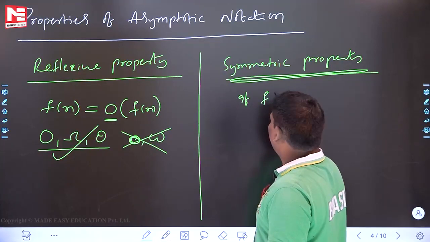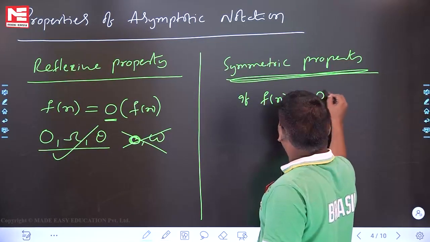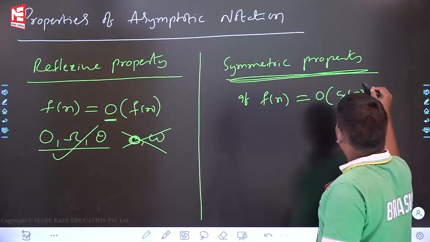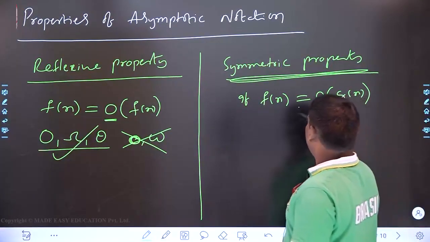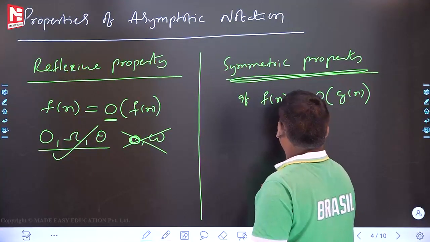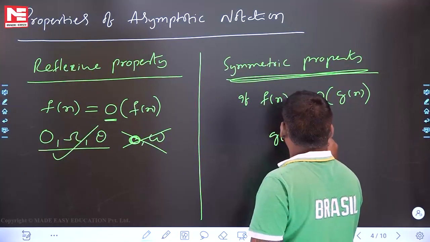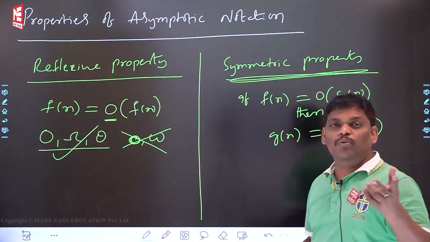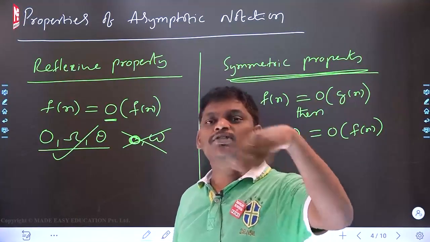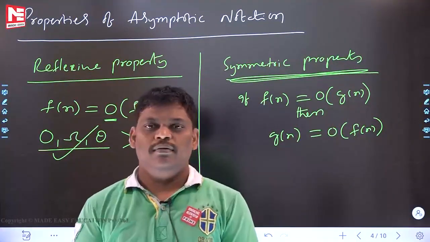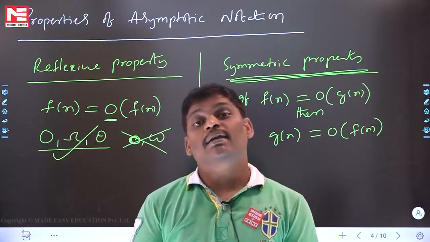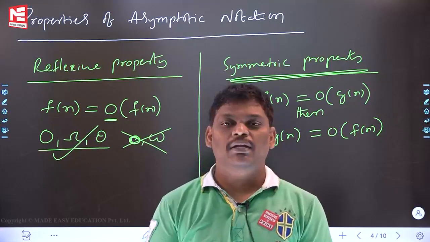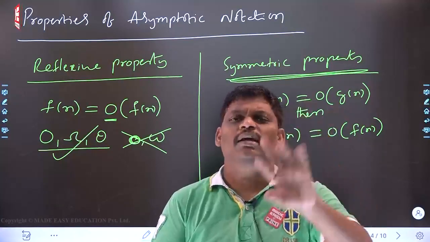If f of n is big O of g of n, then g of n is big O of f of n. That is the meaning of symmetric. Symmetric property means if A is equal to B, then B is equal to A, something like that. A is equal to A transpose. That is the meaning of a symmetric matrix. It is something reversing kind of thing.